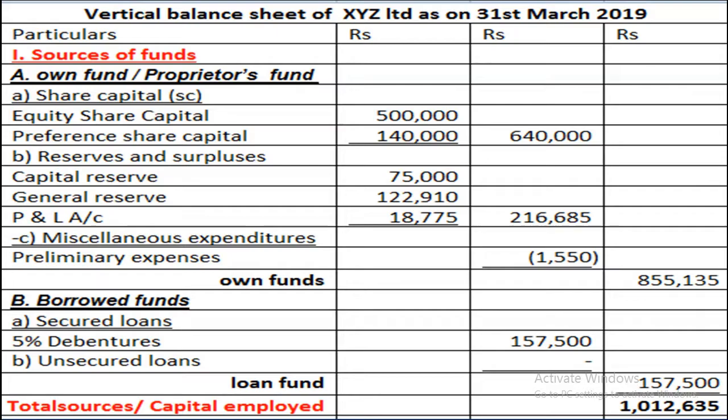Now we have to take total of own fund plus borrowed fund, which will be nothing but your total sources of funds, or it is also known as capital employed. So the total of sources side is 10,12,635. Now we have to see whether our total of application matches this value.